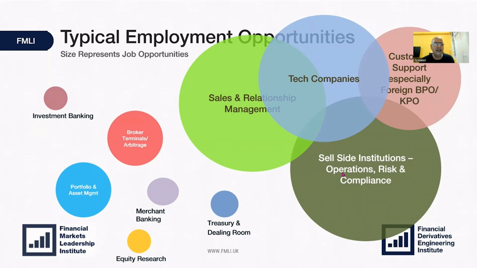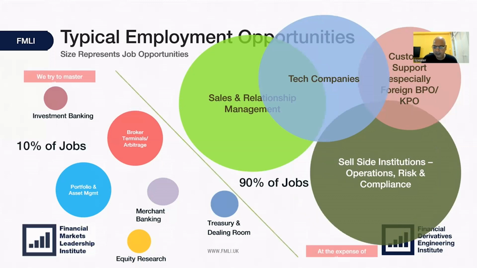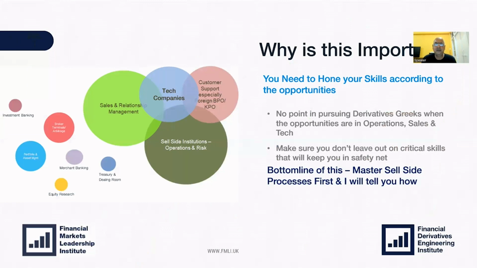Then on the left lower side, there is equity research, merchant banking, treasury and dealing room, and investment banking, where the size is also very small. Students keep preparing for investment banking and equity research without understanding that the job opportunities there are very low. When these companies don't come to the campus, they panic, start applying outside, and perform poorly in interviews. There is no harm in aiming for buy side, but you have to first cover your sell side very well. How to cover that, I will tell you.